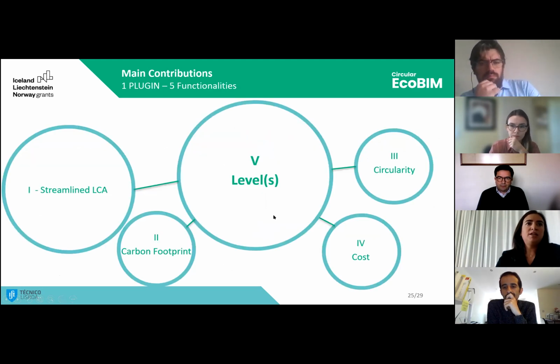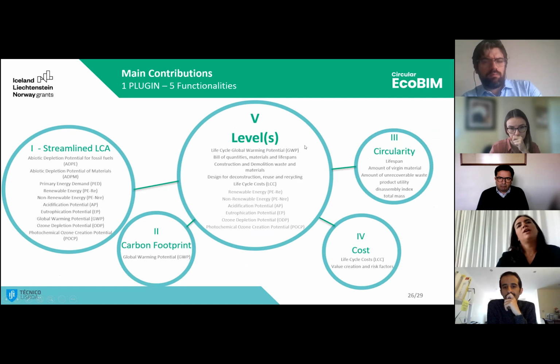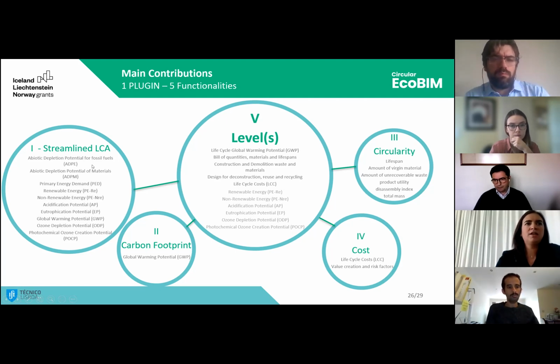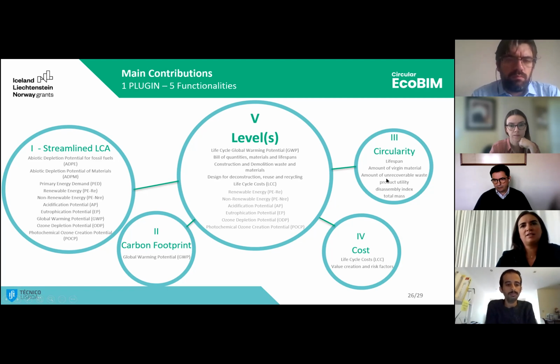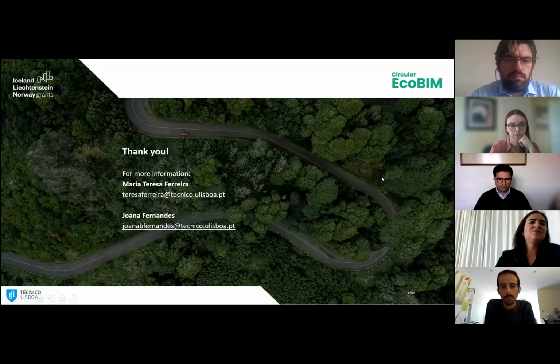It will be one plugin with 5 main functionalities: Level(s), LCA, carbon footprint, cost, and circularity, all of them converted into Level(s). Level(s) already has all of these 4 analyses within it, but we wanted to give the final user the possibility to extract either Level(s) or one simpler analysis at once. Thank you very much for your time. And for more information, feel free to contact me or my colleague, Joanna.